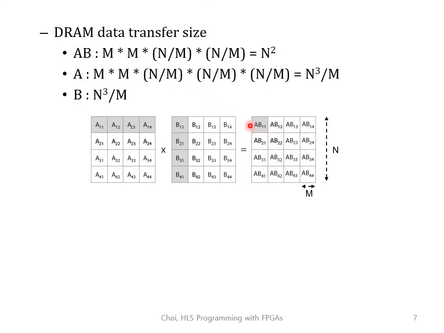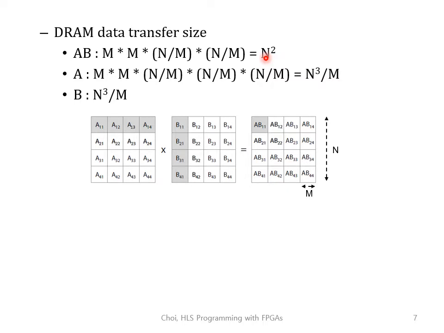There are n over m times n over m small AB blocks, right? Each small AB block is of size m squared. So the data transfer size of AB is going to be m squared times n over m times n over m, which comes down to n squared. And all of them are writes, no reads.